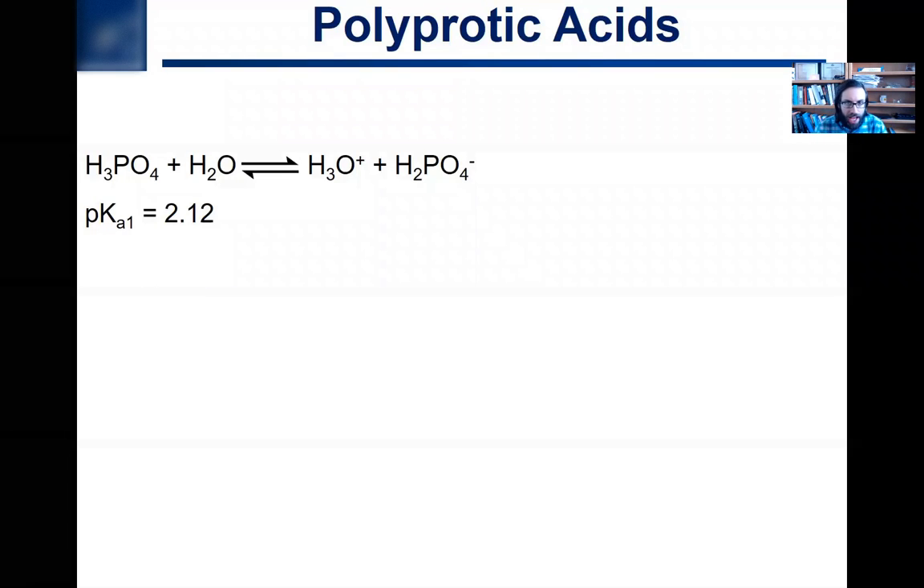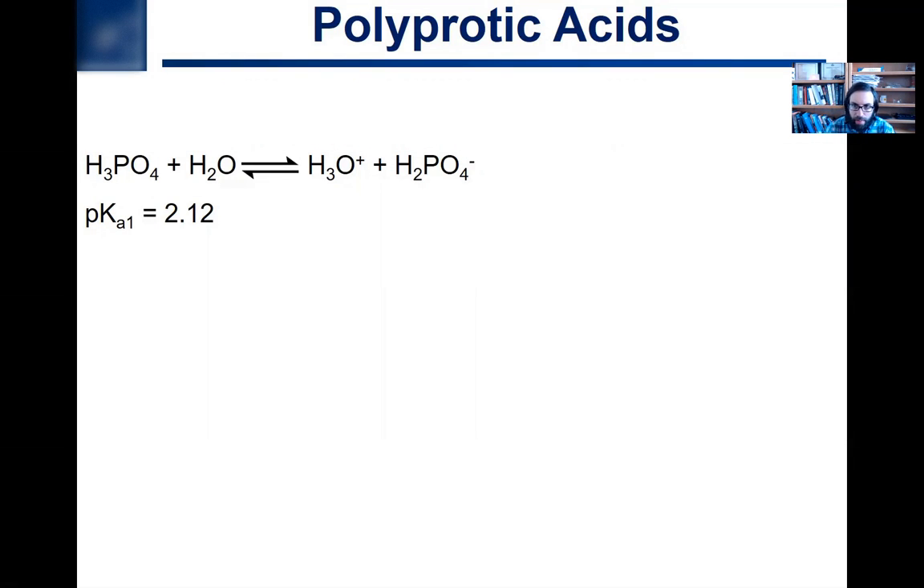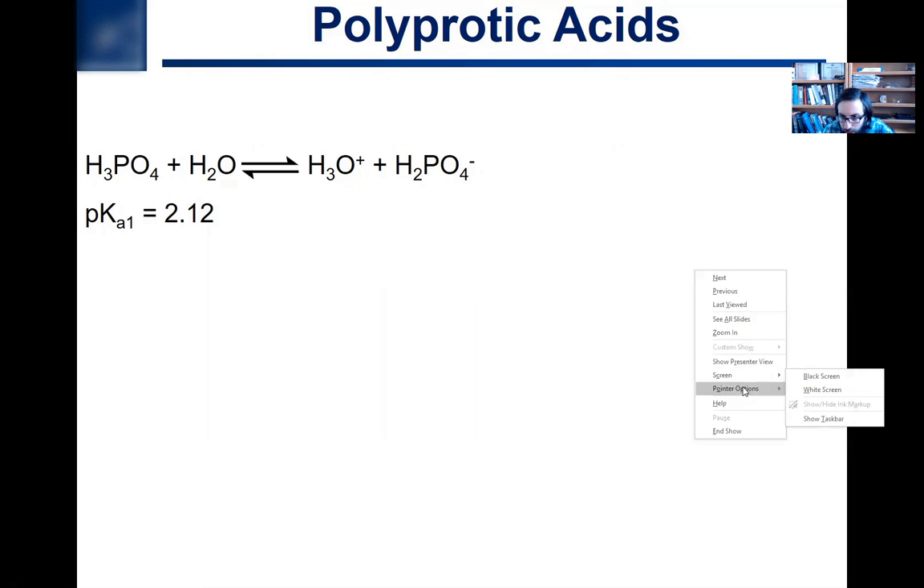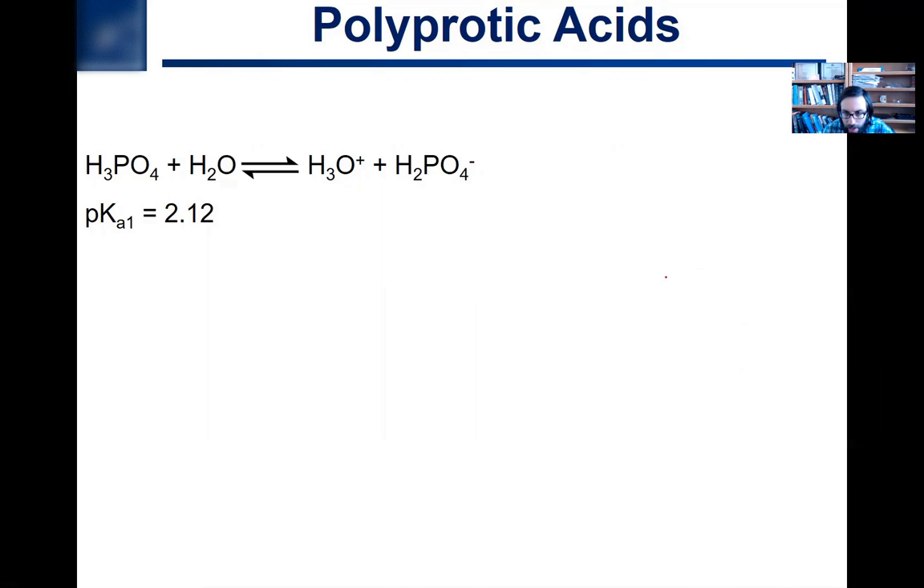So polyprotic acids are acids that can donate more than one proton in succession. NH4 plus is actually an example of this. It can go ammonium, NH4 plus, right? Let me just write this out so you can see it, because I talked about it in the previous video.